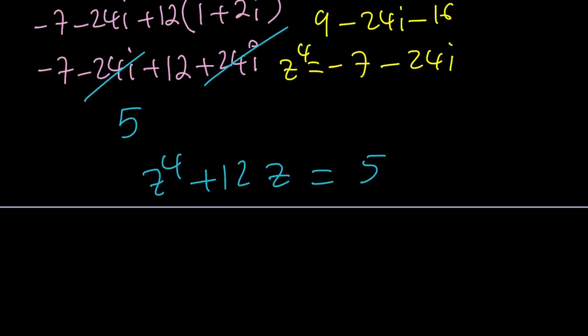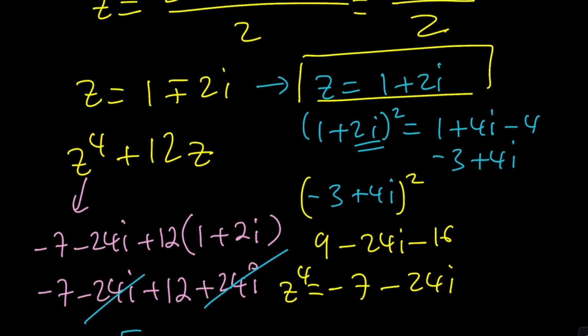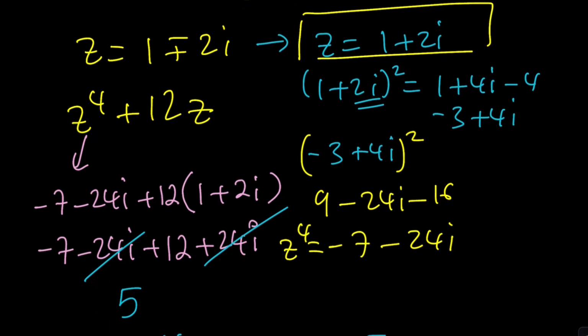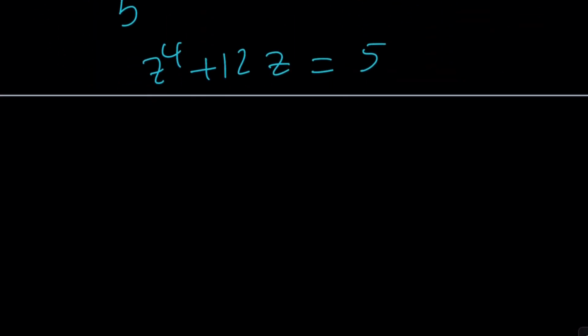Now, if you tried the other route, 1 minus 2i, you would get a different square, different fourth power, and of course a different z, and it would give you the same answer because it doesn't matter. And you'll see with the second method why it does not really matter. Okay? Let's go ahead and take a look at the second method now.